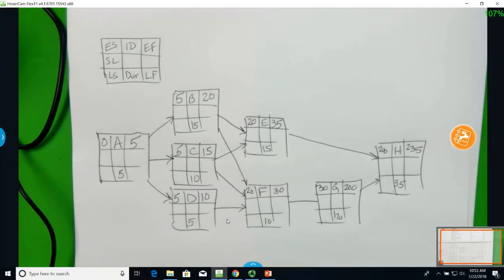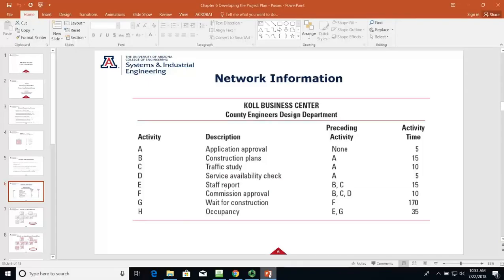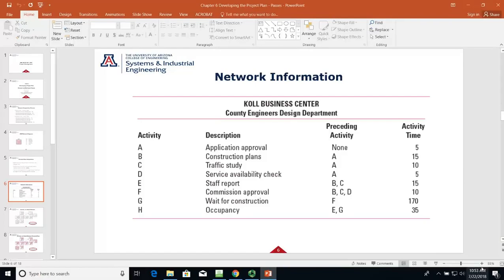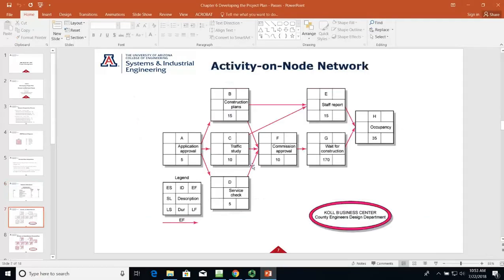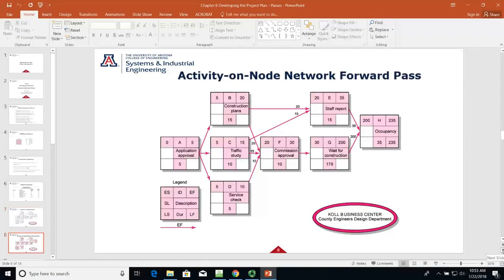Okay, that's the forward pass. All right, and then in your presentation, you'll see that here. Okay, if you want to take that and print it out and try it on your own, you'll get the 235. Okay, now that's the forward path. We haven't done the backward paths yet.